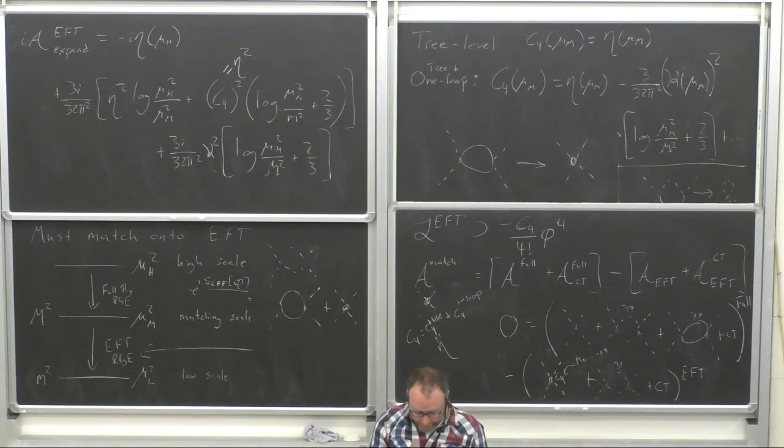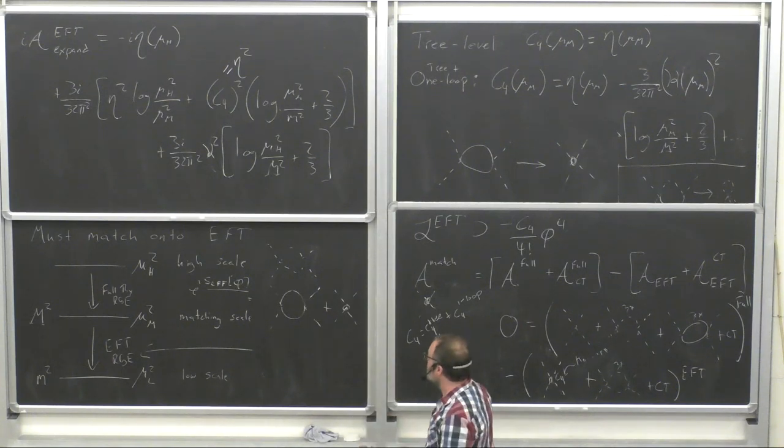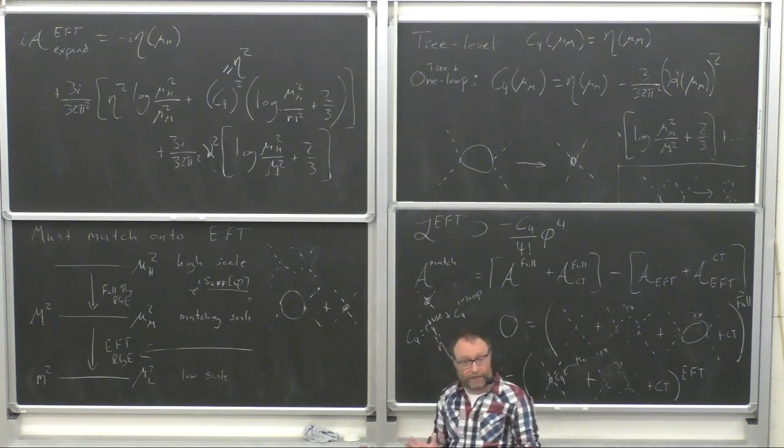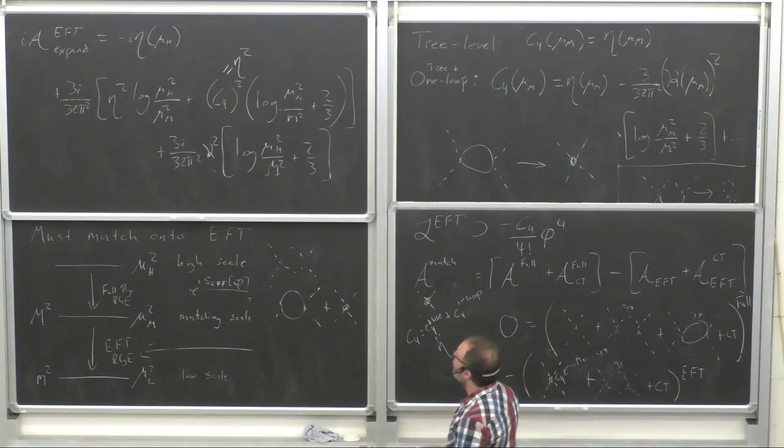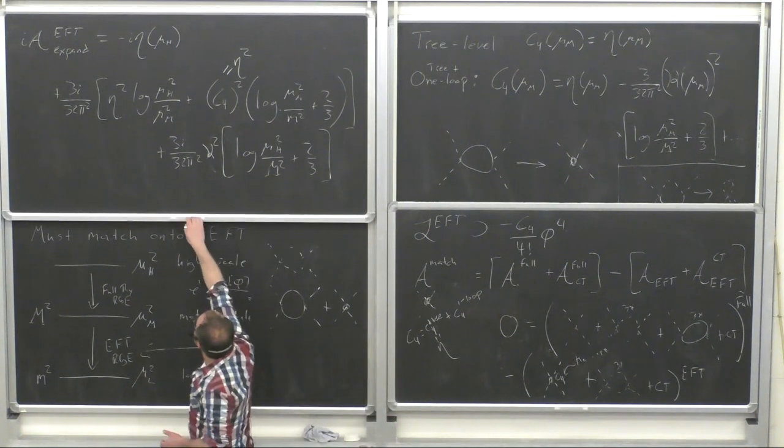The last thing I want to do today is use this same toy model to show you the hierarchy problem and how it manifests in DIMREG, and I want to try to convince you that it's a generic feature of EFT matching, okay? So I think I can start here.